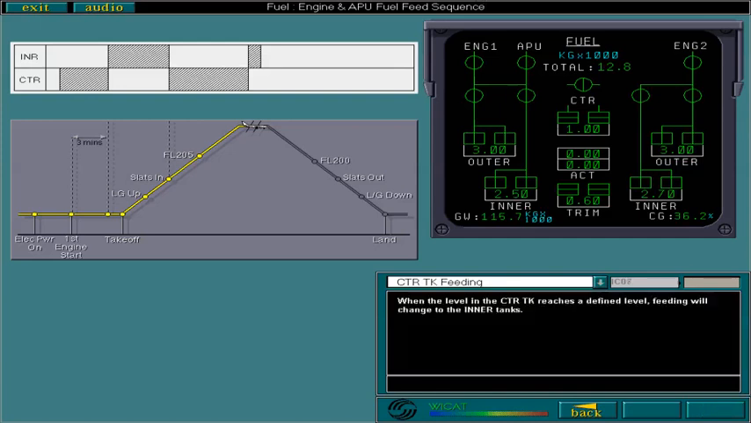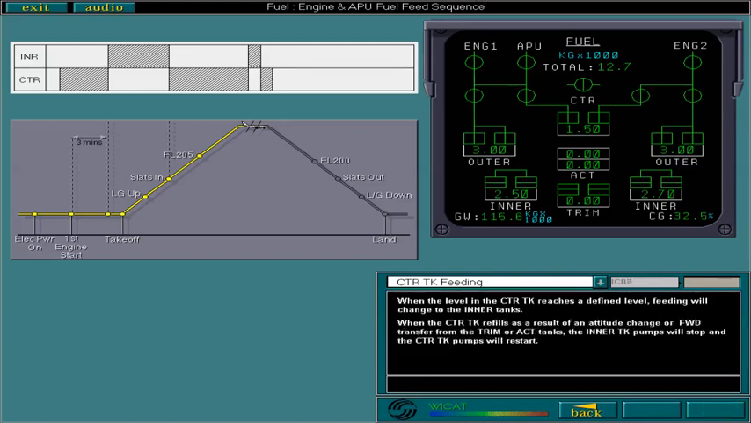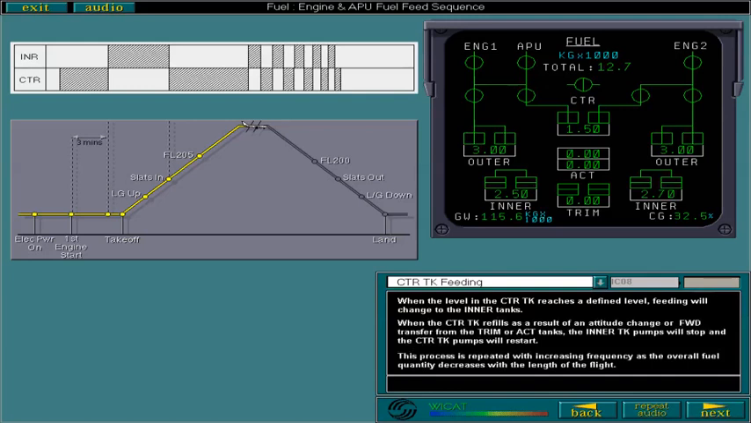When the centre tank refills as a result of an attitude change or forward transfer from the trim or ACT tanks, the inner tank pumps will stop and the centre tank pumps will restart. This process is repeated with increasing frequency as the overall fuel quantity decreases with the length of the flight.